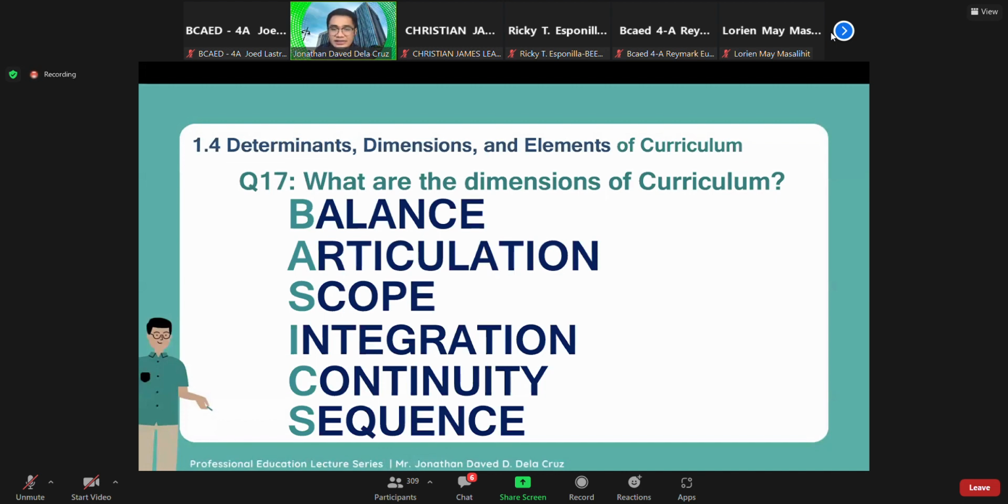Okay, again, if I ask what are the dimensions of curriculum, the answer is balance, articulation, scope, integration, continuity, and sequence. Ito yung mga dapat chine-check natin kapag tayo gumagawa ng lesson. Okay?